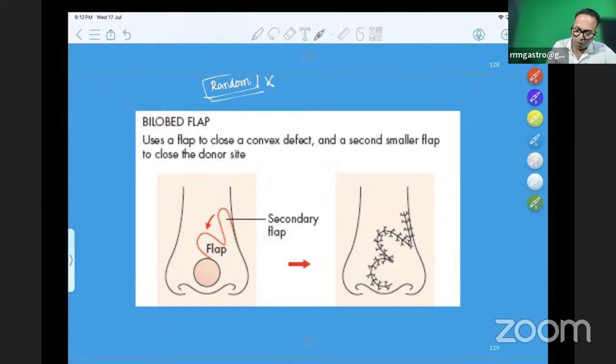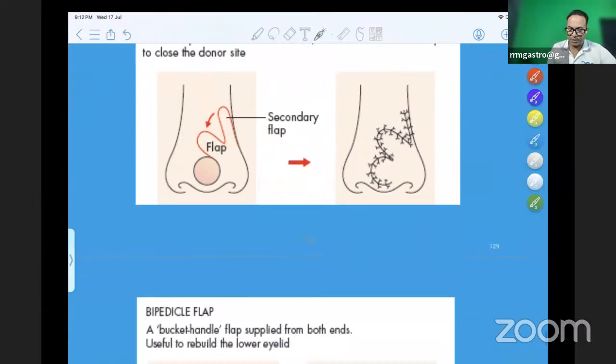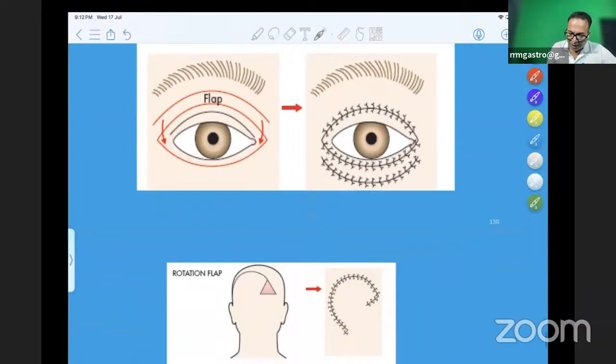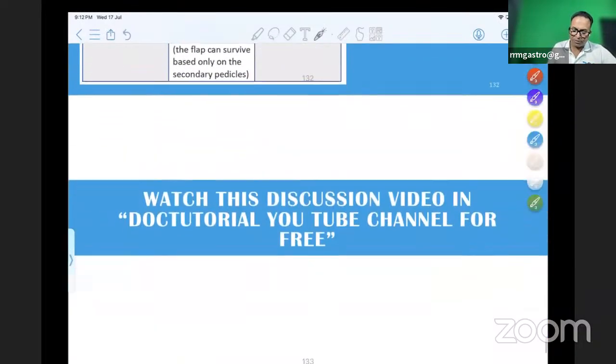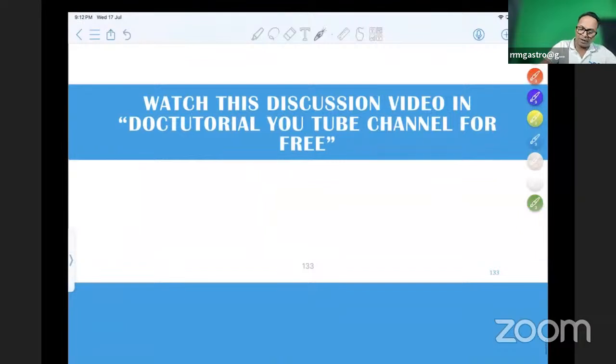So this is a bilobed flap shown here in this image. This is a bilobed flap. This is a bucket handle flap. This is a rotation flap. All these flaps are there. So please go through the videos in the YouTube channel for free. This video will be available.